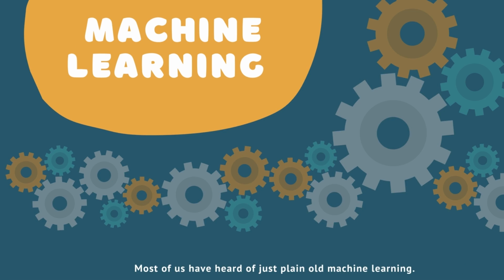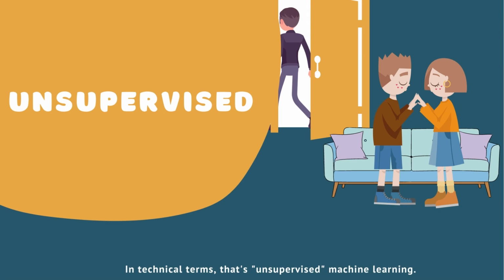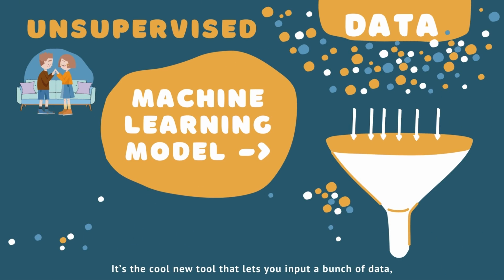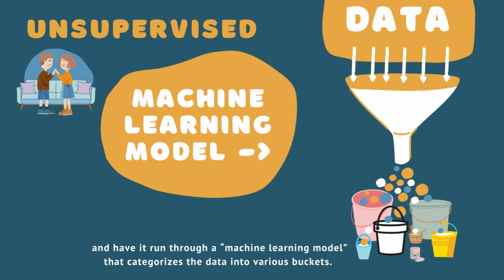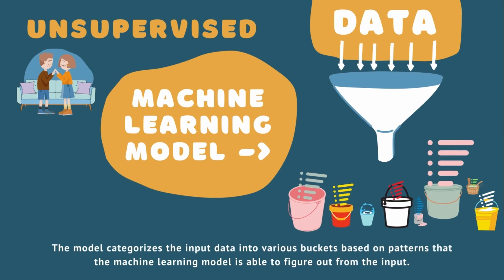Most of us have heard of just plain old machine learning. In technical terms, that's unsupervised machine learning. It's the cool new tool that lets you input a bunch of data and have it run through a machine learning model that categorizes the data into various buckets. The model characterizes the input data into various buckets based on patterns that the machine learning model is able to figure out from the input.